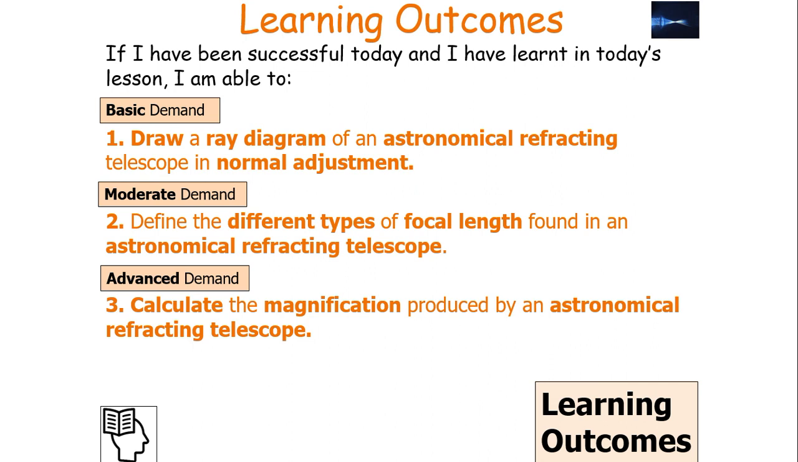So if we're being successful and we've learned in today's lesson, you should be able to draw a ray diagram of an astronomical refracting telescope in normal adjustment, define the different types of focal length found in astronomical refracting telescopes, and calculate the magnification produced by an astronomical refracting telescope.